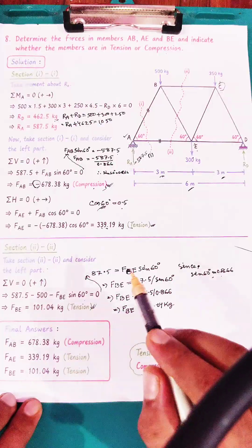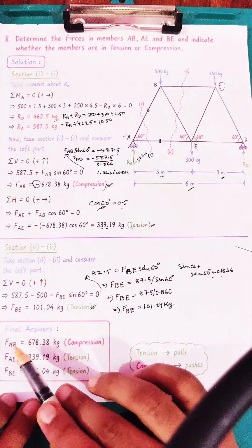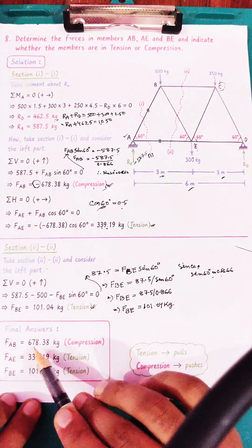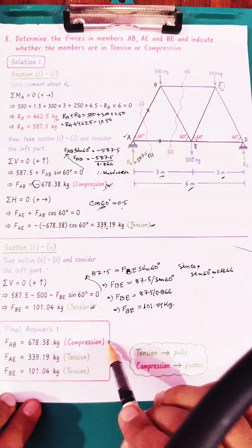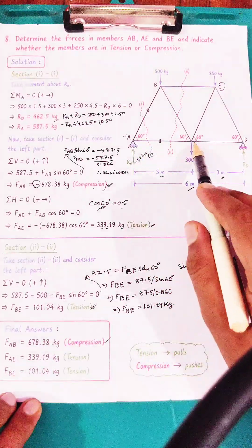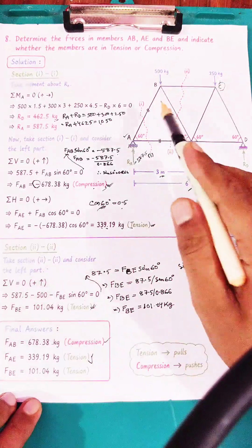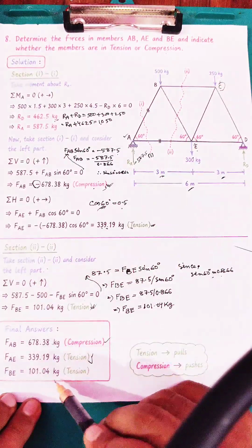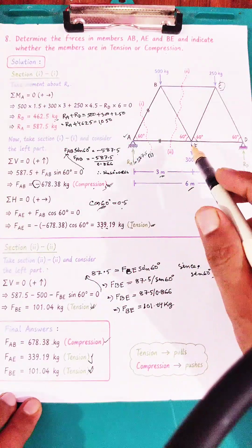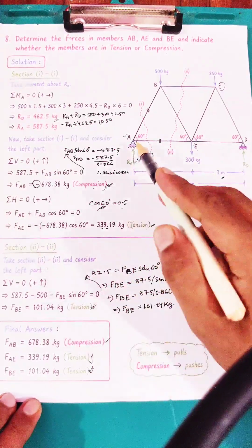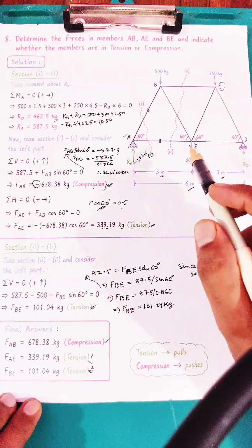So now let's write the final answer clearly. You can see this. Member AB, FAB equals 678.38 kg compression, and AE equals 339.19 kg tension, and member BE is 101.04 kg tension. So among these three members, AB is in compression and AE and BE are in tension.